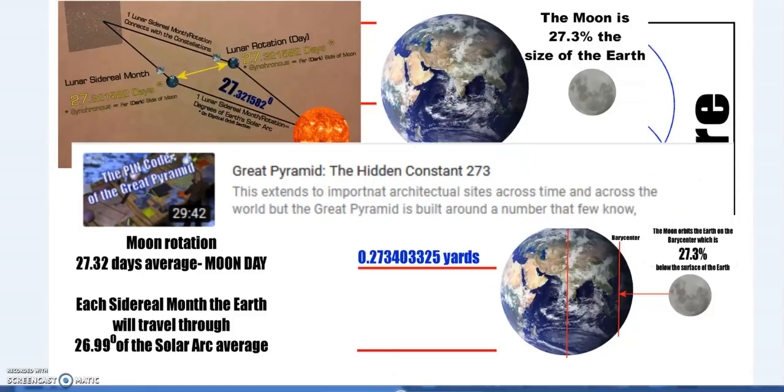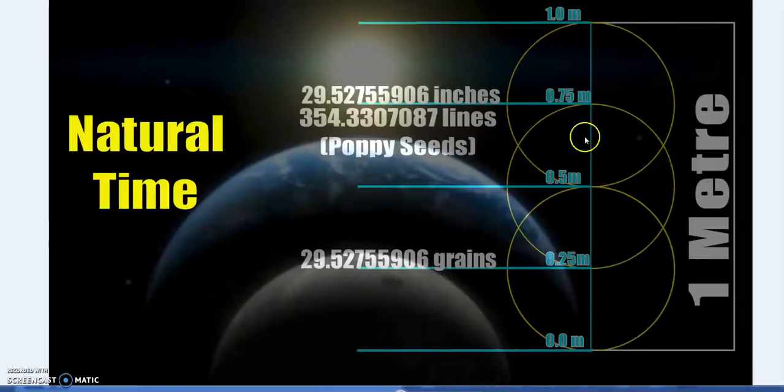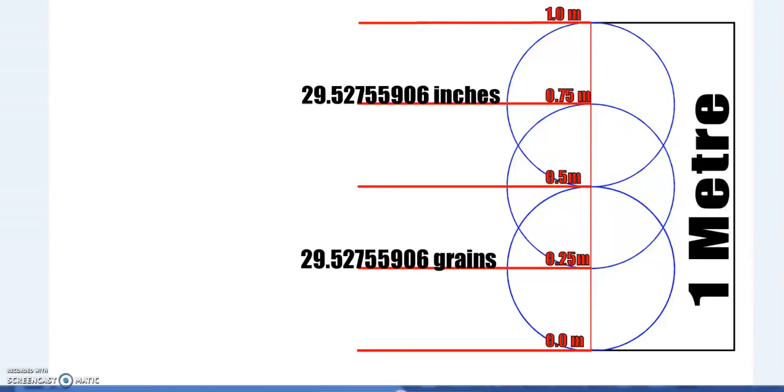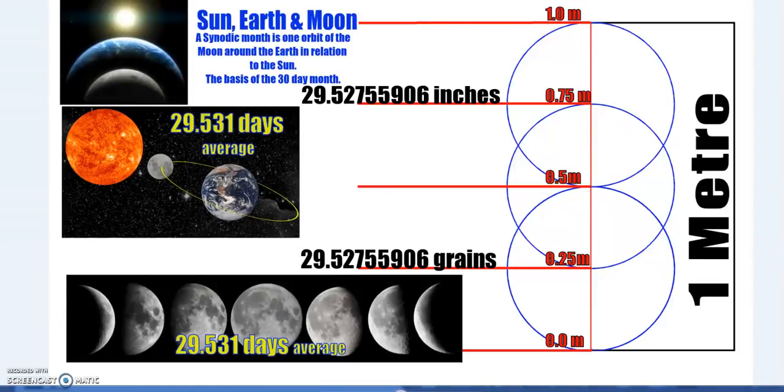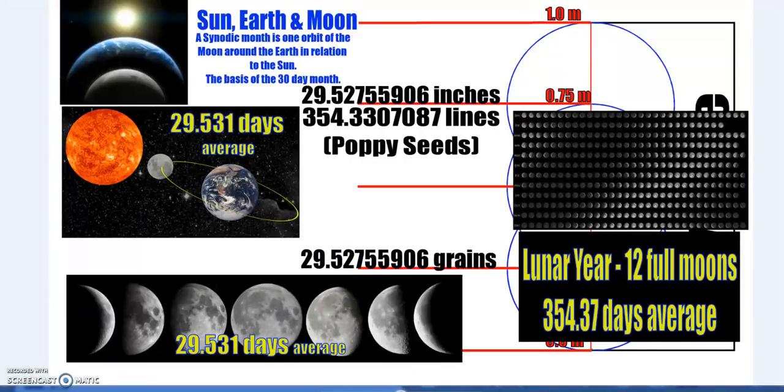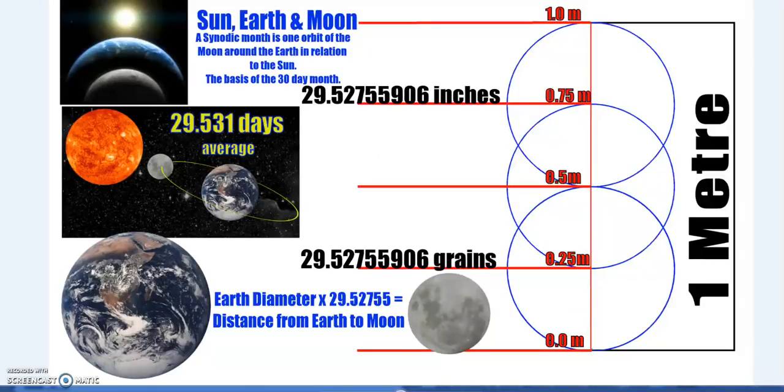So previous episode, just a quick recap, using the same measurement systems and how it applies again to imperial, so feet, inches, grains, poppy seeds, etc. We saw again another example of natural time being the sidereal year. And again, very, very close. But this is an average, so this number would be very, very accurate. And also the lunar year of 12 full moons. So sun, earth, moon, and stars connected not just in time, but also via distance.